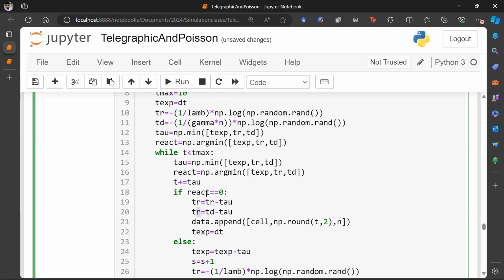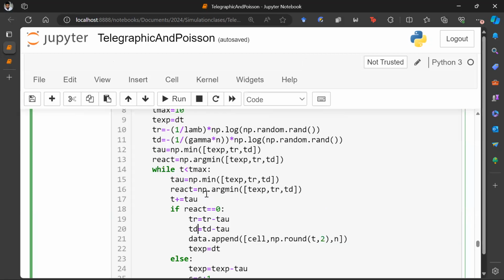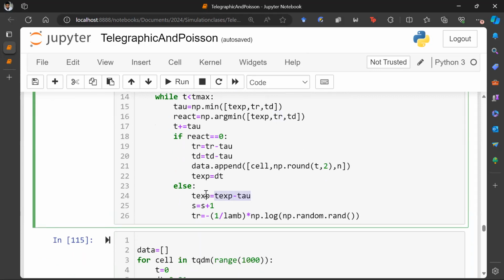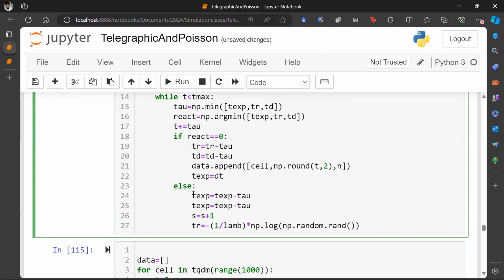So we have degradation and production. Okay, so the second reaction is molecule production. So I do the same, and I subtract the minimum from the other reactions that are not production. So I have the second one that is degradation, and I subtract the minimum. And I perform the reaction. The reaction consists of producing 1 molecule. So N goes to N plus 1. And I calculate a new time for reaction.